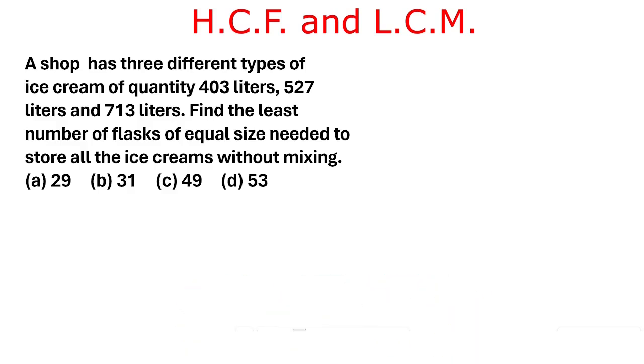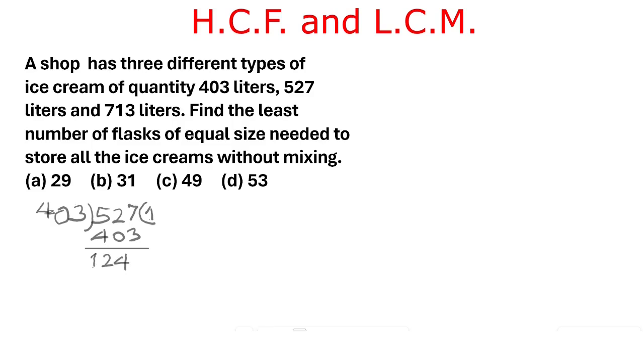We will first find the HCF of 403, 527 and 713. That will give us the capacity of each flask, and then we will divide the sum of the quantities of ice cream by that HCF to find the number of flasks. We divide 527 by 403. 403 divides 527 for 1 time. On subtracting, we get 124.